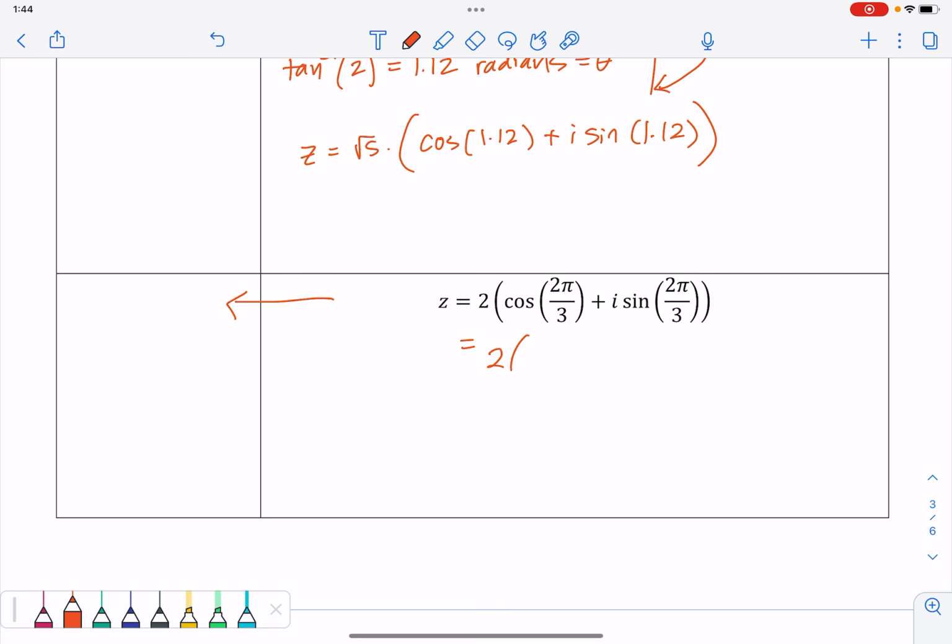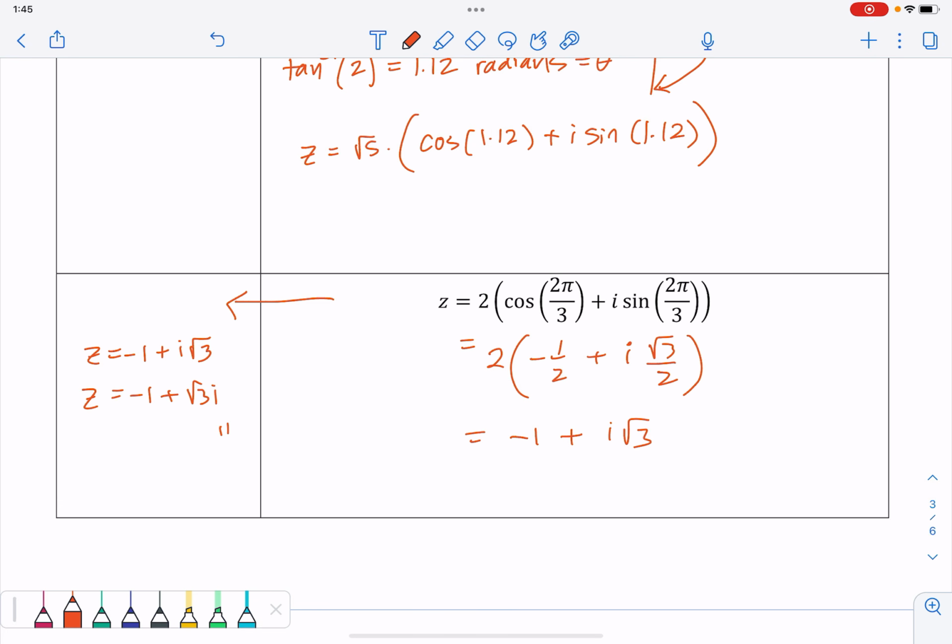So this is just 2 times, well, what is cosine of 2 pi over 3? That's negative 1/2. Then I have my i, can't forget the i, sine of 2 pi over 3. That's just root 3 over 2. And then when this 2 comes in, that gives me negative 1 plus i root 3. So I'm going to put that over here: z equals negative 1 plus i root 3. And if you have this as z equals negative 1 plus root 3i, that's okay too.